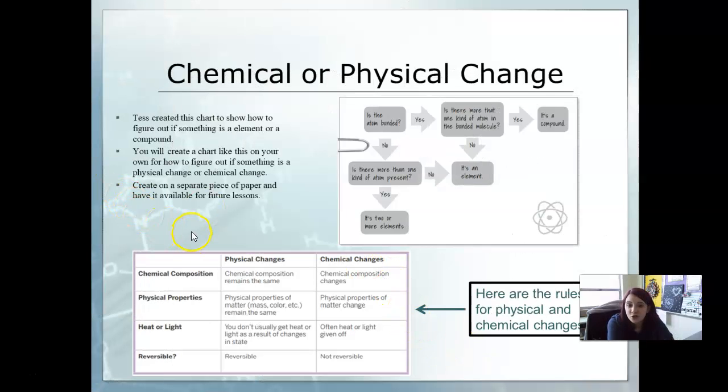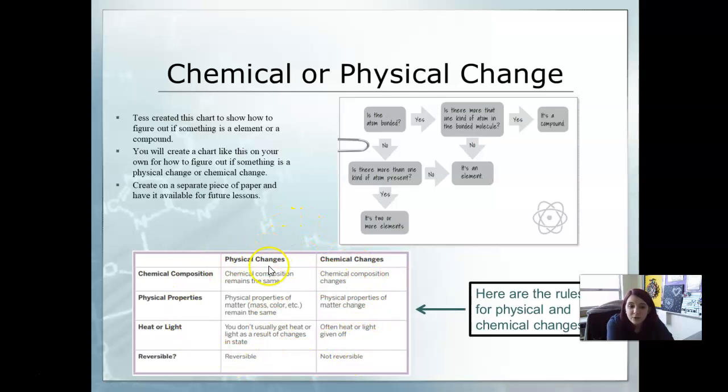So Tess created this chart to show how to figure if something is an element or a compound. So you're going to create a chart just like this in order to figure out if something is a physical change or a chemical change. So create this on a separate piece of paper and have it available for future lessons.